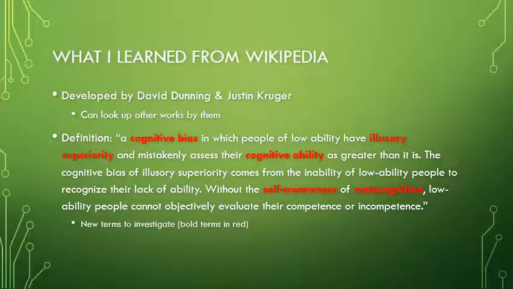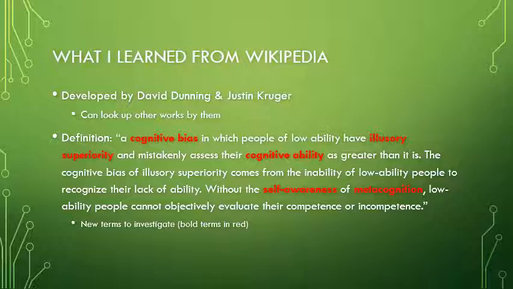So what did I learn from Wikipedia? And this information was also found fairly similarly on a couple of other internet encyclopedias. I learned that the Dunning-Kruger effect was developed by David Dunning and Justin Kruger, which tells me that I can look up other works by them. Now I know who they are, I know the kind of research that they do, and I can see what else they have written.